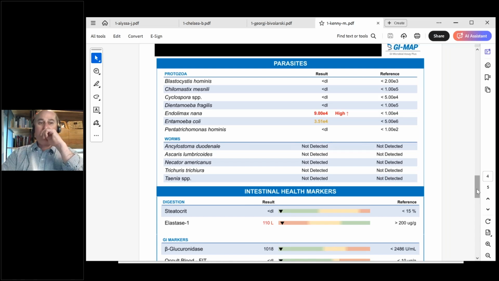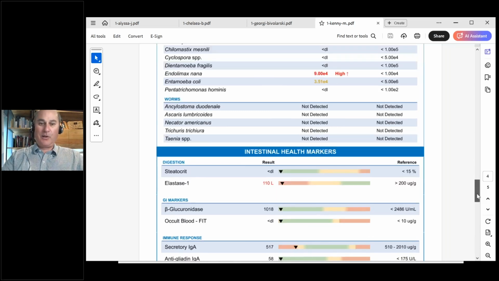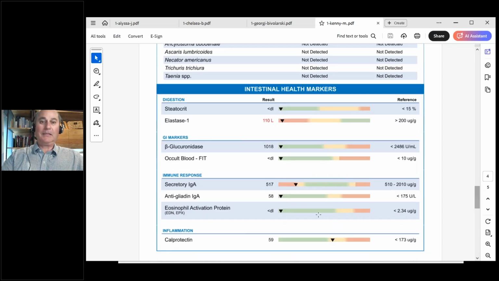Okay. So Endolimax nana and Entamoeba coli and H. pylori all together. And then as we mentioned earlier, secretory IgA is low. That means that the immune response in the gut lining is weakened, and elastase is low, so they don't have enough pancreatic enzymes. And calprotectin is starting to creep up, so there's a lot of inflammation. The chief symptoms are insomnia, chronic loose stool, and then long-term history of acid reflux issues, though mostly resolved. Okay. So insomnia and loose stool.